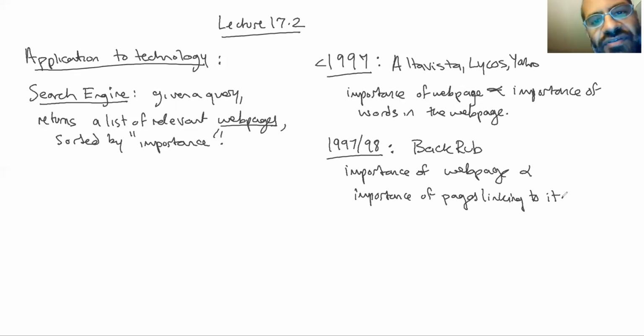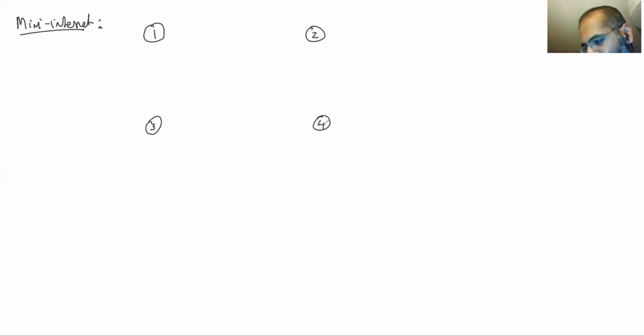So what do I mean by this? Let me just show you by an example what this would mean. So here's a mini internet. In 1997, it was much smaller than it is now. So let's say it was really small. Let's say it only had 4 web pages. And now let's draw some arrows for when web pages link to each other. So let's say the first web page has 3 links. It links to the second web page, third web page, and the fourth web page.